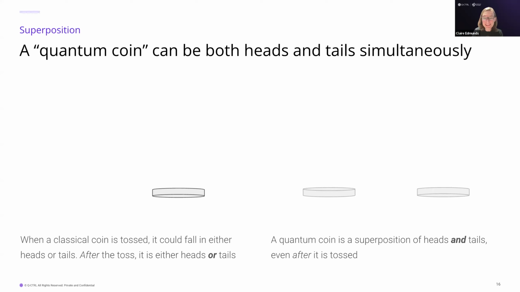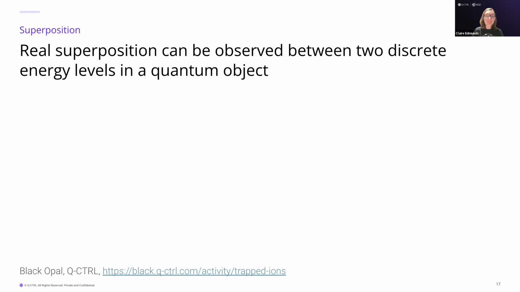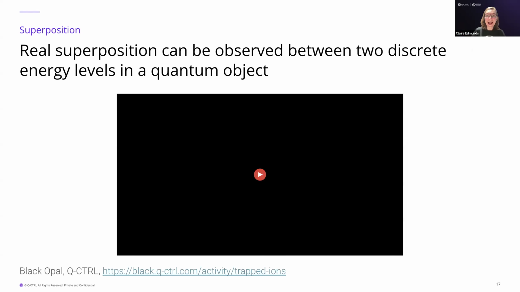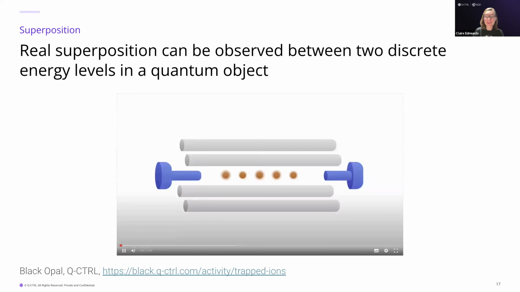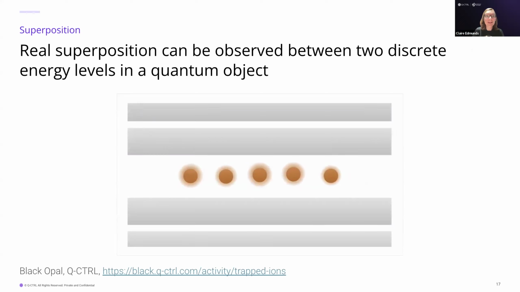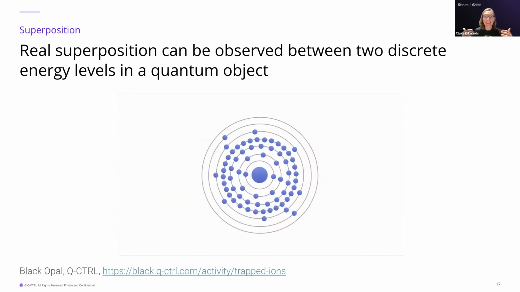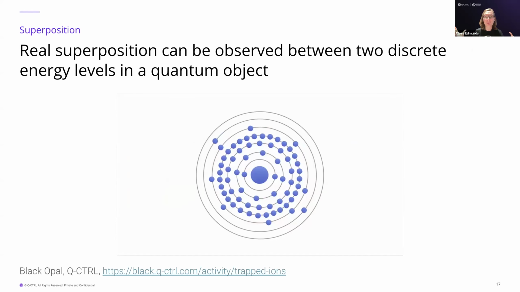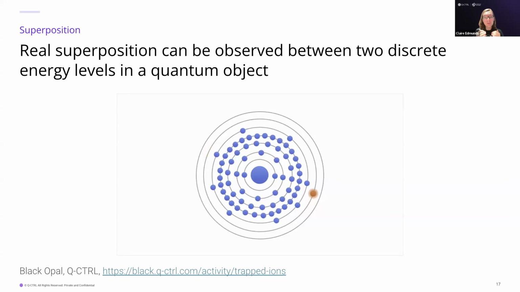But we'll never see this with a coin. It's too big. It's not small, cold, and isolated. But insanely, at the microscopic level, the world of atoms and electrons and photons, this is really happening. An object can exist in a delocalized state with no fixed position, no fixed state, but spread out over multiple possibilities. In quantum computing, we usually think about superposition occurring between different energy levels.